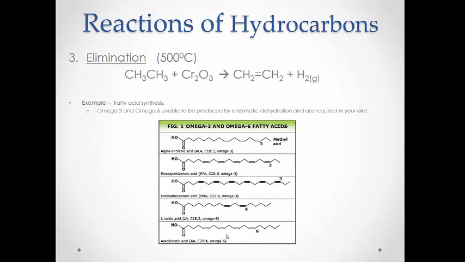An example of an elimination reaction is your fatty acid synthesis. We have omega-3 and omega-6 that are unable to be produced by enzymes, so you need to eat them in your diet. But a lot of the other fatty acids can be produced from basic starting materials, so it's just putting in the double bonds. Okay, but not omega-3s and omega-6s. We've actually got enzymes that can do this.